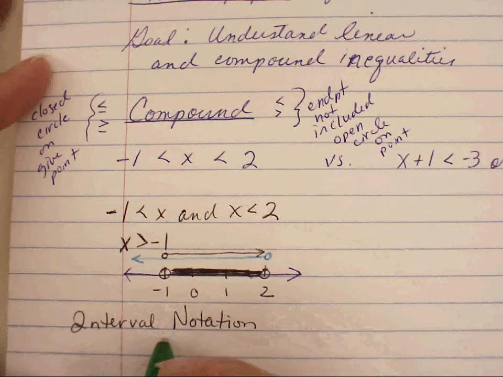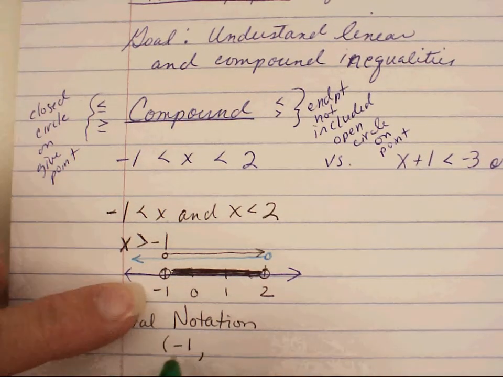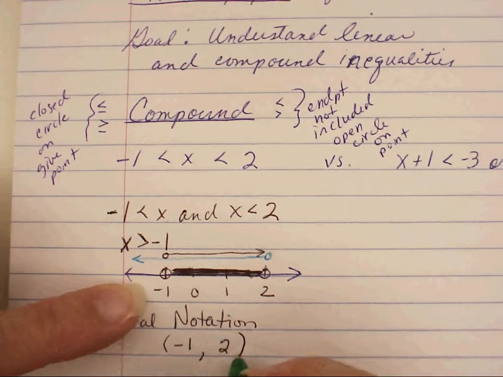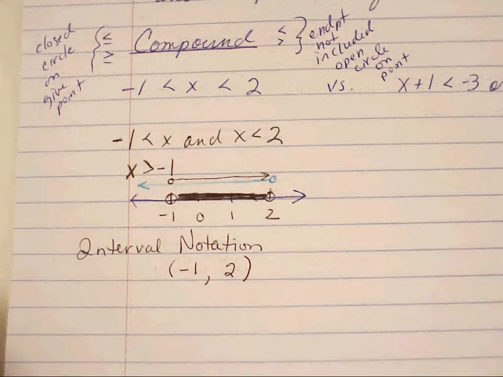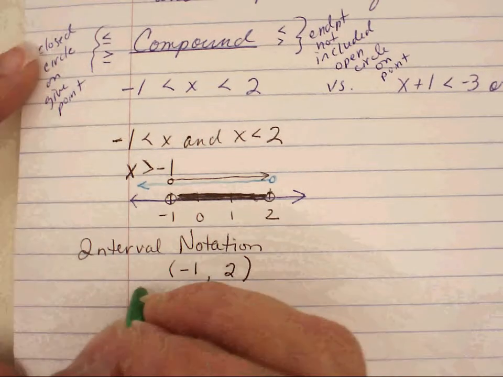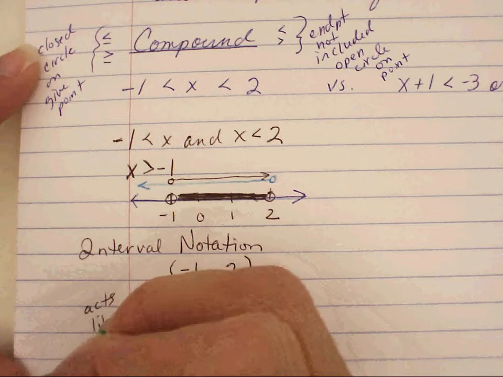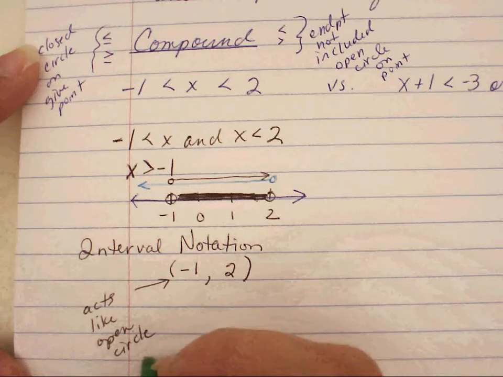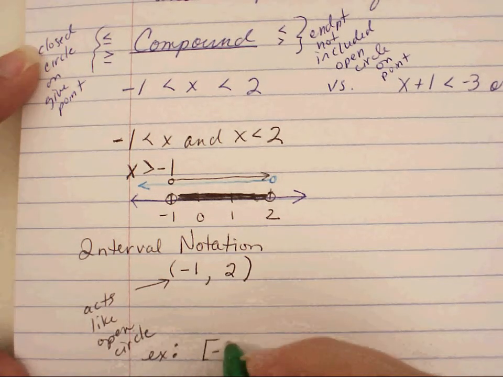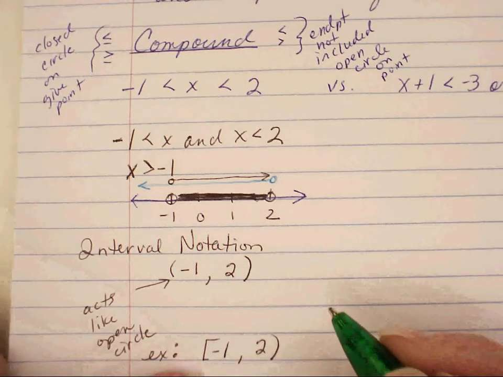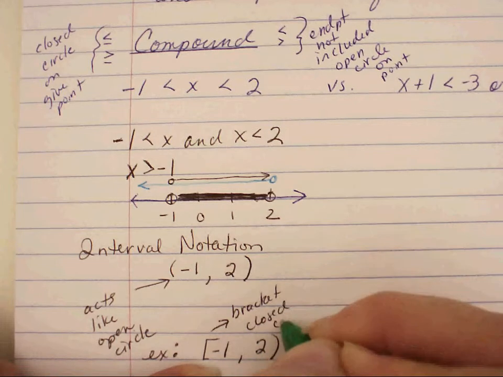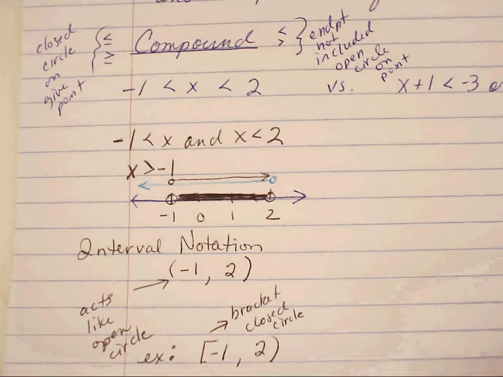Interval notation would say that this would start at -1, -1 not included is what the parenthesis means, through 2 not included is what that parenthesis means. I don't know that you've had any exposure whatsoever to interval notation yet. The parenthesis acts like an open circle. Later on, let's say you get a different example and its answer is -1 to 2. The bracket will represent a closed circle.